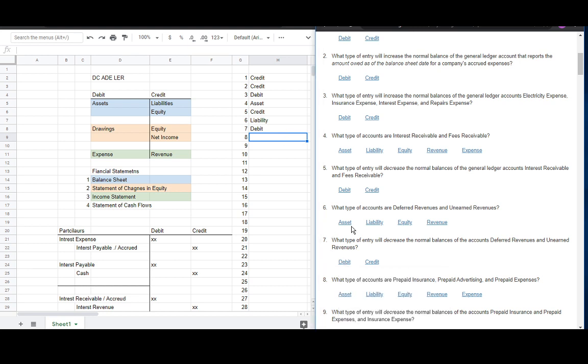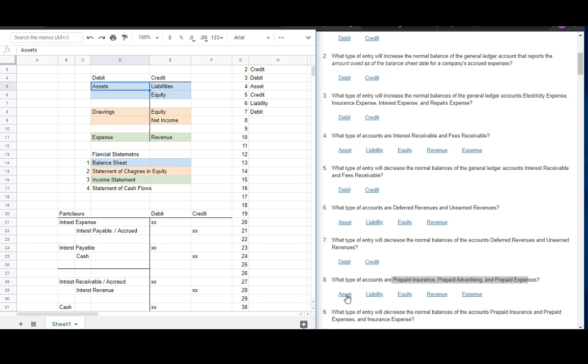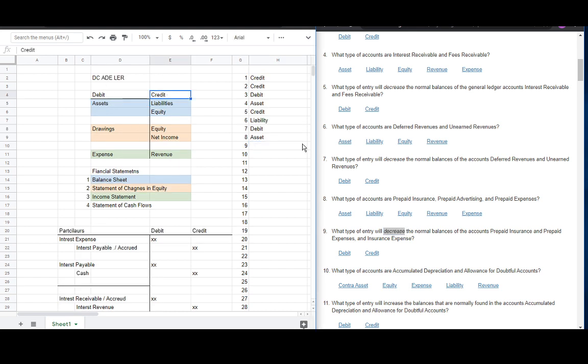And number 8, what type of account are prepaid insurance, prepaid advertising, and prepaid expenses? From the word itself, prepaid. All prepaid are assets. Sorry, I said liability earlier; assets. And number 9, what type of entry will decrease the normal balance of these prepaids? Decrease, from the word itself, will do the opposite. The opposite of asset is a credit.